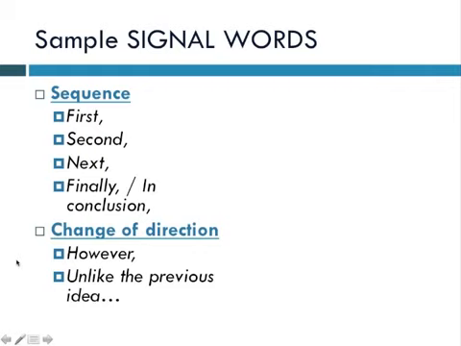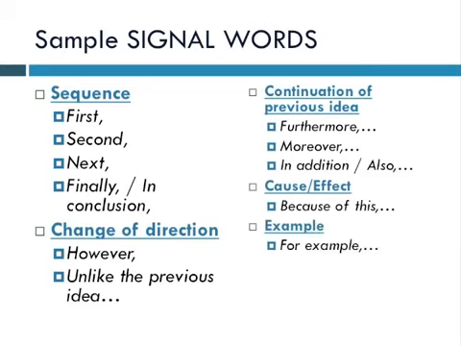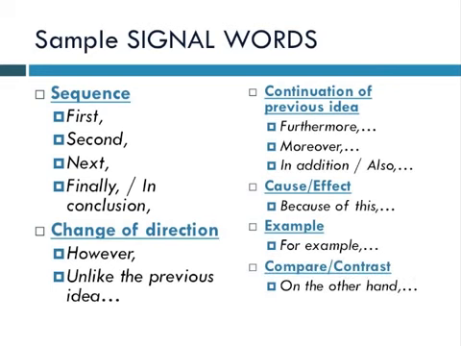Other signals often change direction, words such as however, or unlike the previous idea. Other helpful words are words that help continue an idea, such as furthermore, moreover, or in addition. Signals that give cause and effect, because of this. Signals that help give examples, such as for example. And, of course, words that are very important, especially with the comparison essays, when we're comparing and contrasting ideas, such as on the other hand.